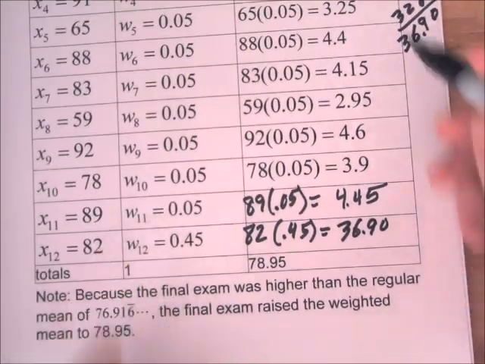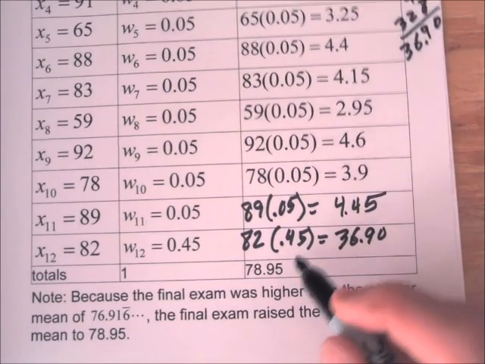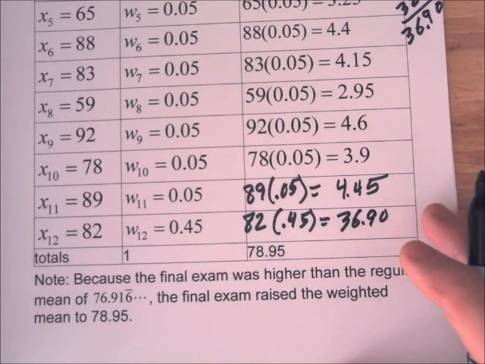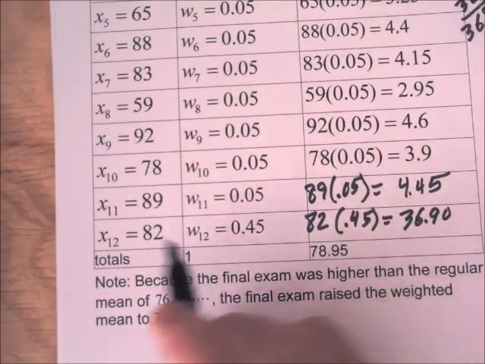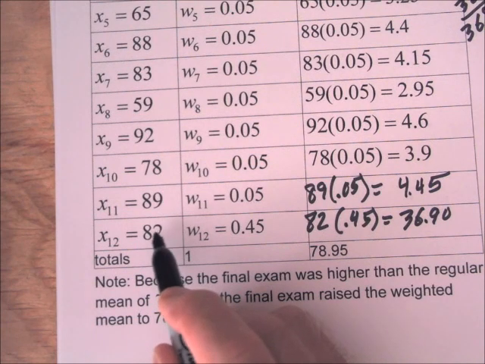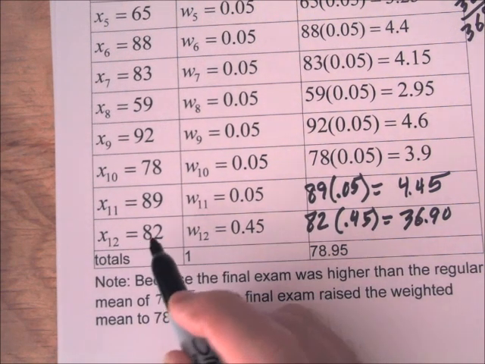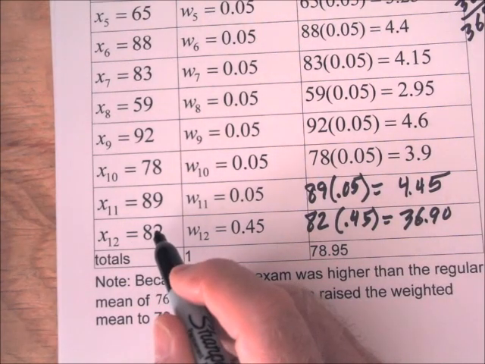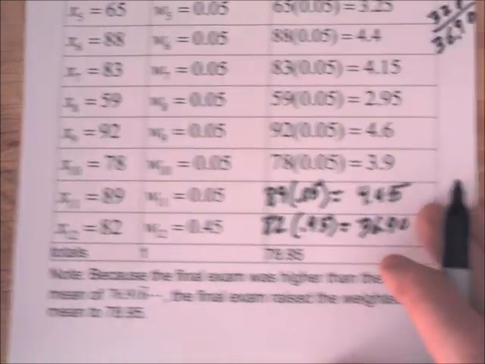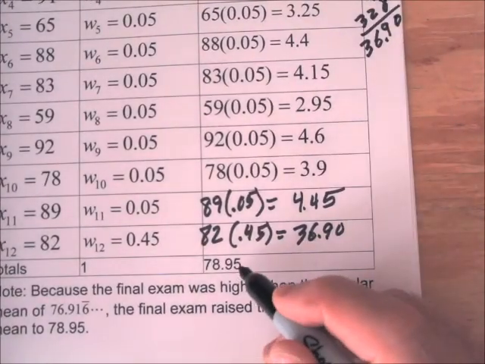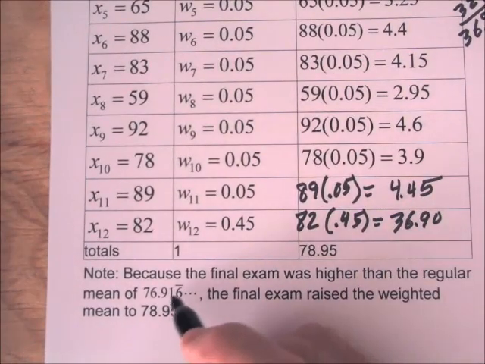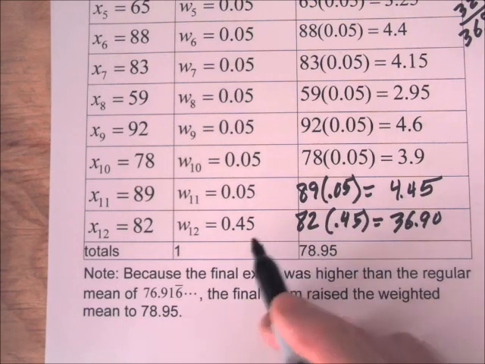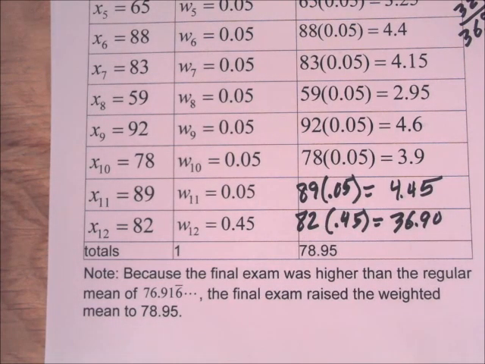Okay, and then the weighted mean is just going to be the sum of this last column. The column total here is 78.95. And one thing to notice here is that the original mean was about 77, so the final exam score was more than that, so it makes sense that it would raise the mean then. The student's grade came up on the final. So the weighted mean is almost 79 here, and the original unweighted mean was 77. So the final exam being weighted more helped the student here.